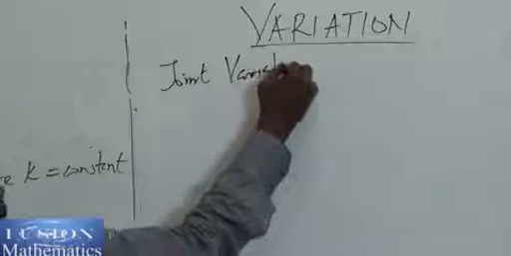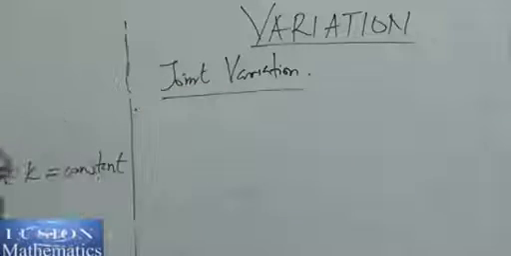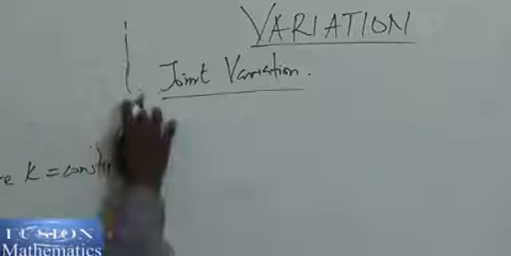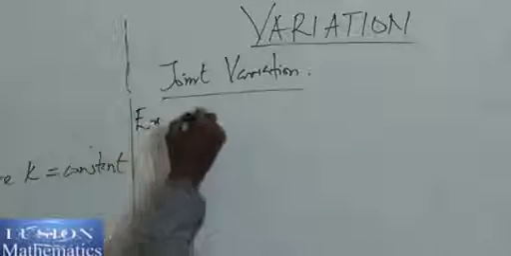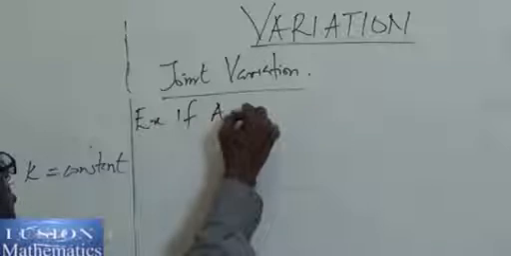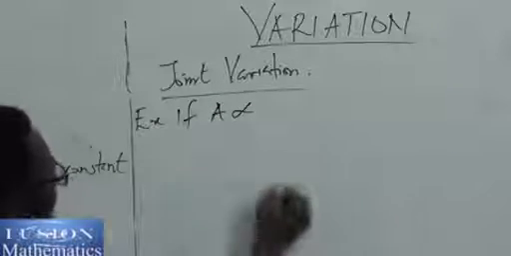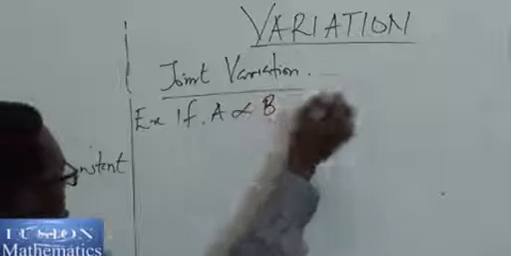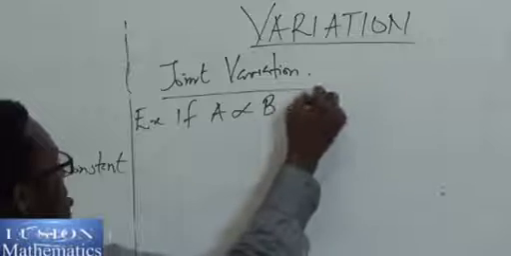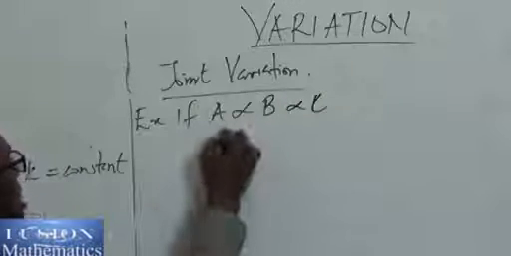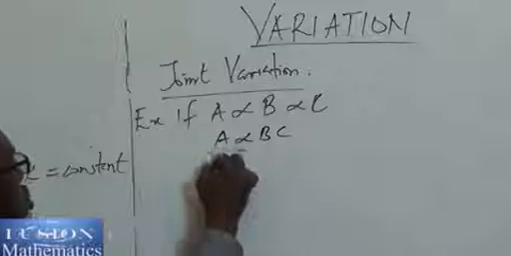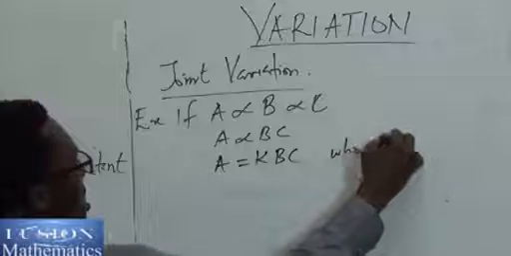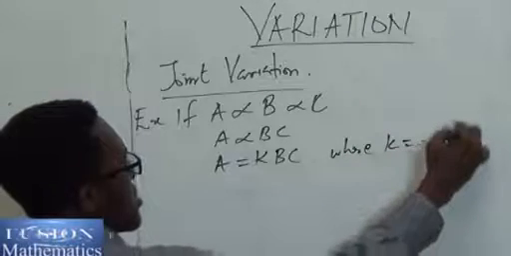Let's look at the next type of variation, which we call the joint variation. This variation is the relationship between two or more quantities. So let's look at some examples. If we have A varying jointly as B and C, so A varies directly to B and also varies directly to C. So you have A varies as B and C. We introduce our constant, it will be K, B, C, where K is a constant.